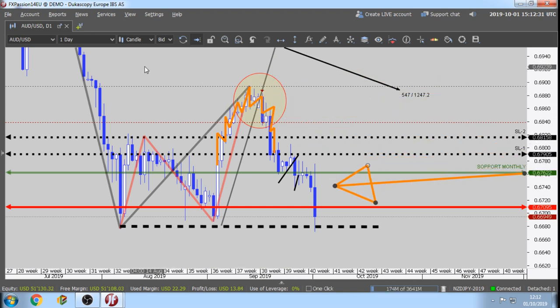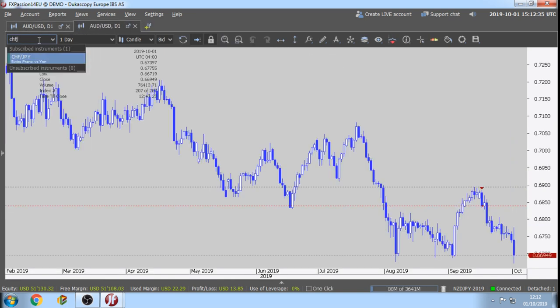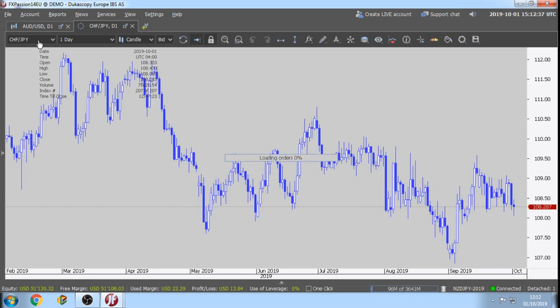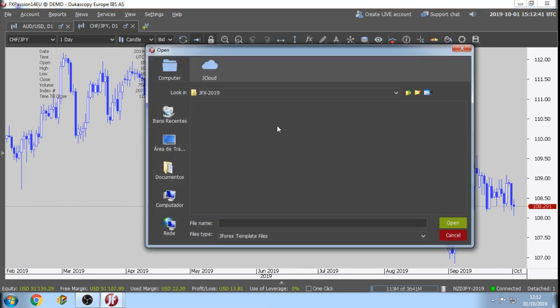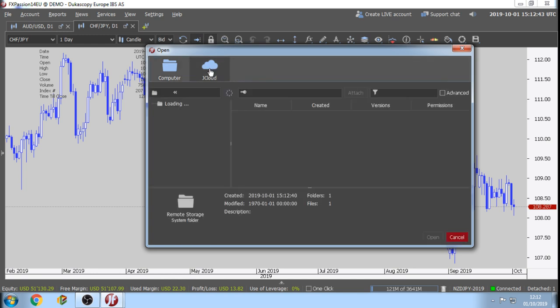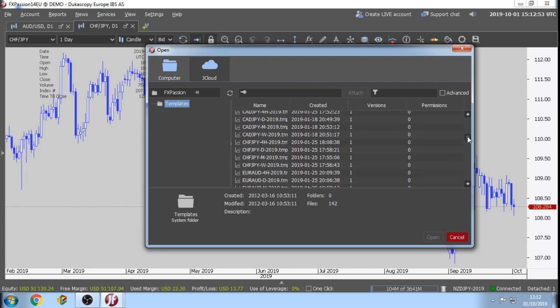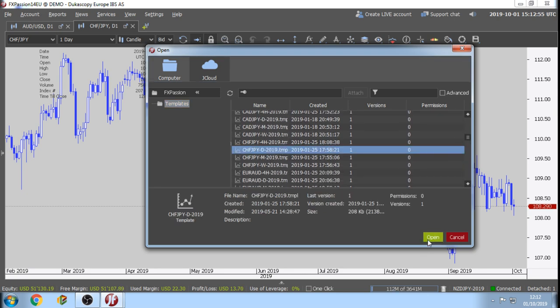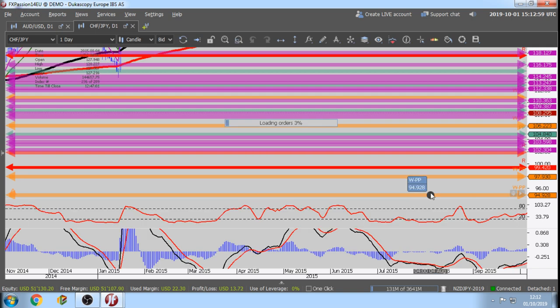So AUD USD is one. I'm also shorting CHF JPY. Let's open it. Just give me a second. Remember everybody, these webinars are not trading or investment advice. CHF JPY, let's see from the daily.